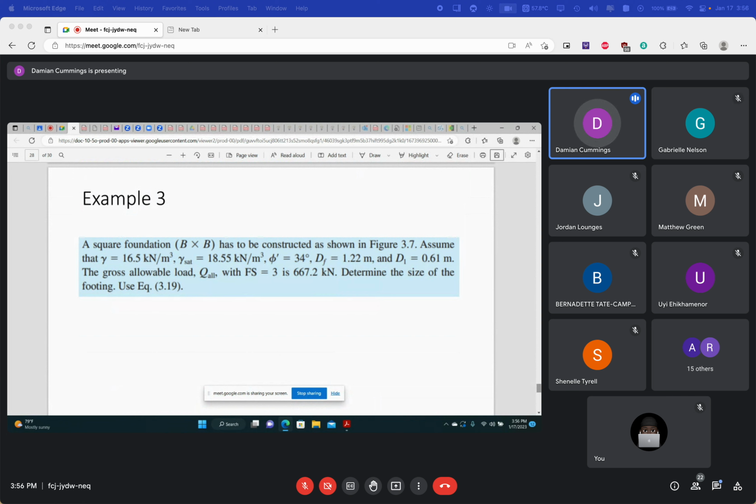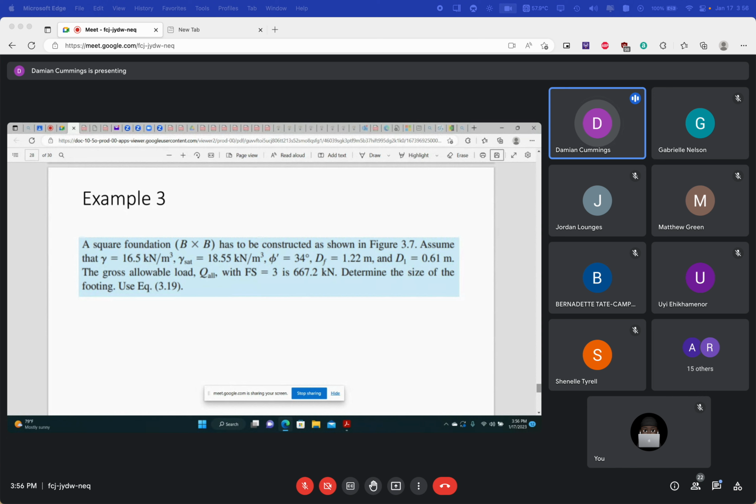All right, a square foundation B times B has to be constructed as shown, assuming gamma is equal to that, saturated unit weight is equal to 80.55, or friction angle is equal to 35. The depth of the foundation, I want to place it 1.2 meters below the ground. D1, which is the distance between the ground and the water table, is 0.61.